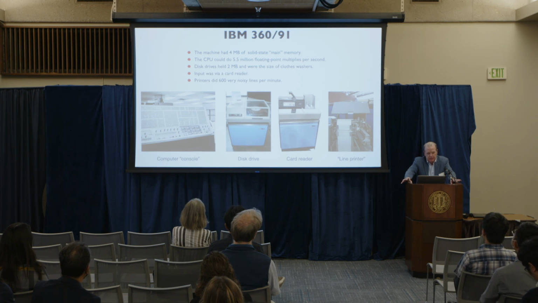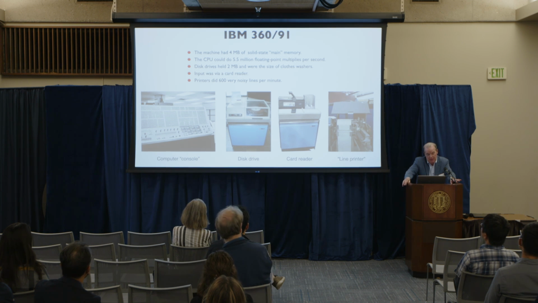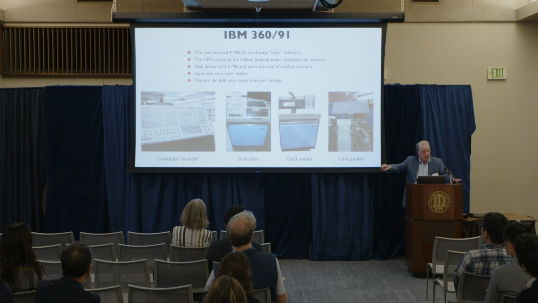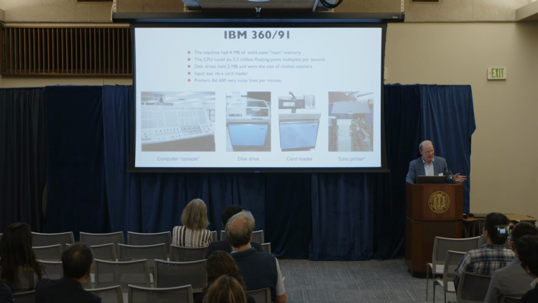It was an IBM 360 Model 91. It had 4 megabytes of main memory, 4 megabytes. It could do about 5.5 million multiplies a second. The disk drives held 2 megabytes, and they were about the size of a clothes washer, and they made a lot of noise. The input was via a card reader. Most of you have probably never seen one. And the printers printed a line at a time, so they were called line printers, and they made a hell of a lot of noise. And we didn't really have any graphical output.